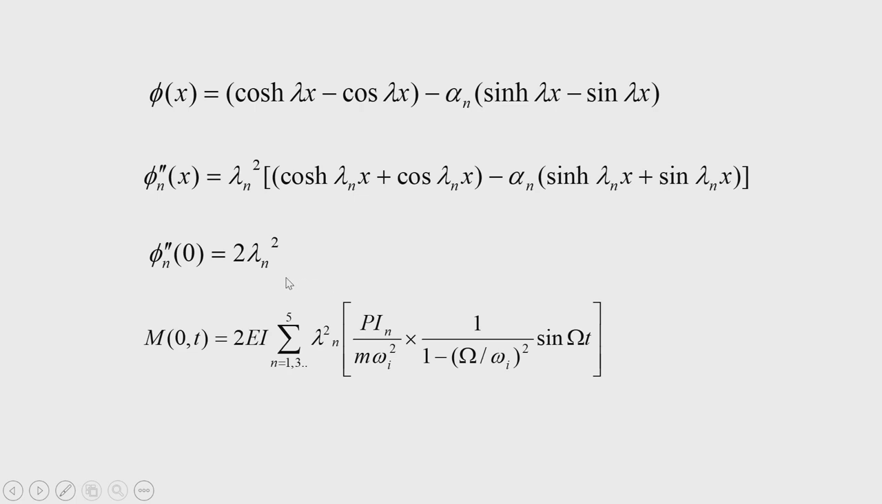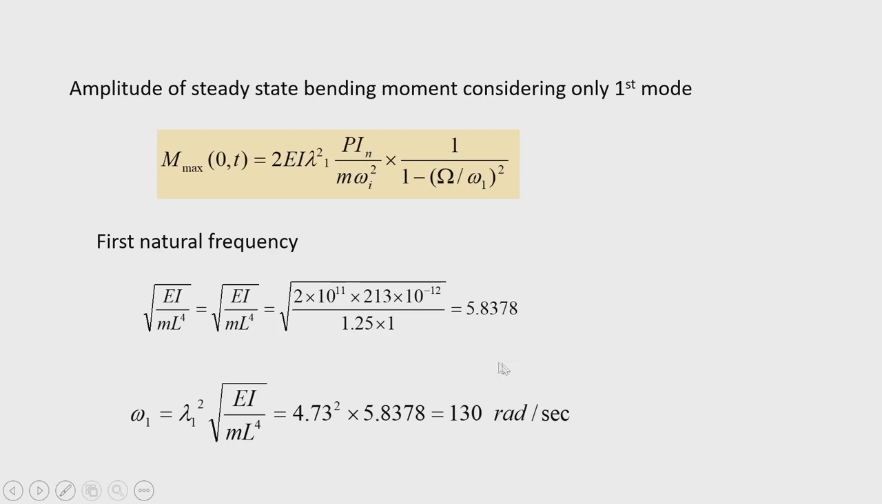X is equal to 0 is one fixed end, and the other fixed end is x is equal to L. So M 0 t is now 2 EI summed over n equal to 1, 3, 5 of lambda n square into P I n divided by m omega I square into 1 divided by 1 minus omega by omega I square sine omega t. After putting the numerical values, we now get the first natural frequency as omega equal to 130 radian per second. Substituting, lambda 1 L is 4.73, because this lambda 1 by L will come. So L square will be now under the root, it will be L to the power 4.